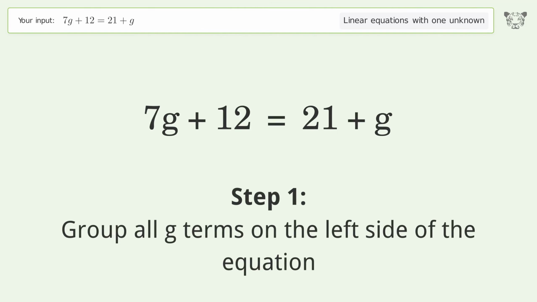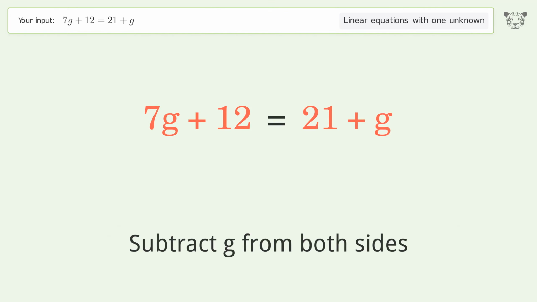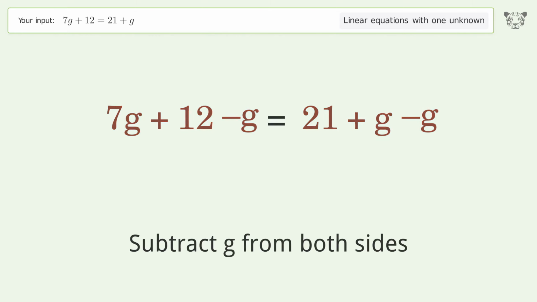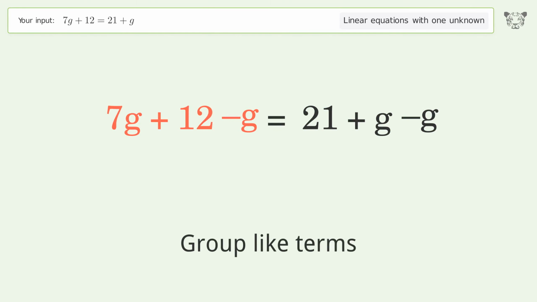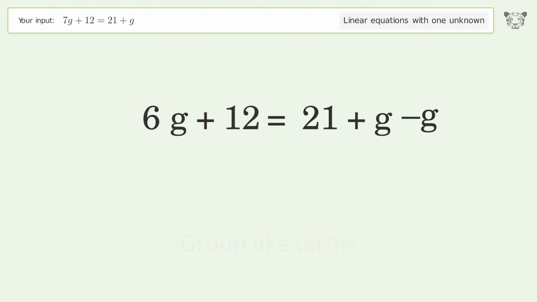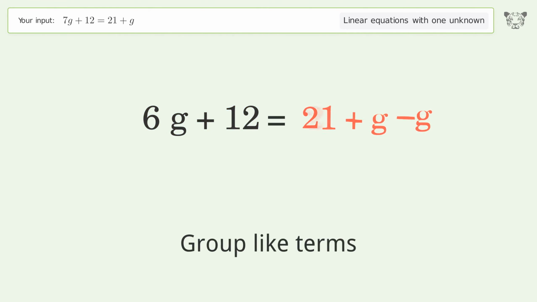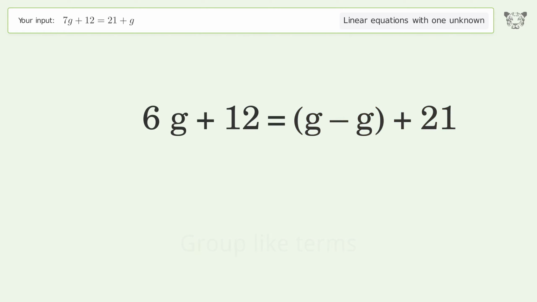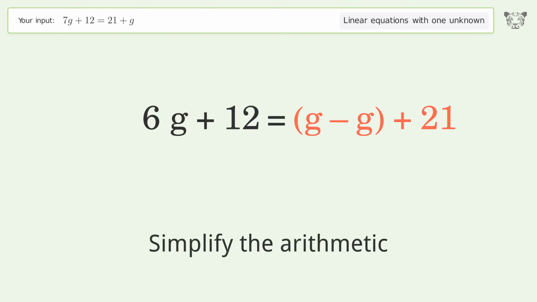Group all g terms on the left side of the equation. Subtract g from both sides. Group like terms. Simplify the arithmetic. Group like terms. Simplify the arithmetic.